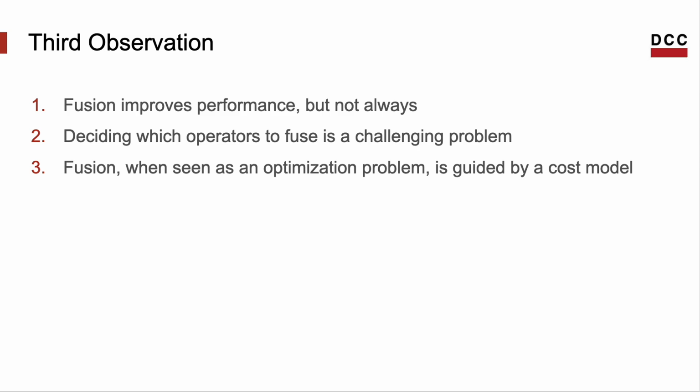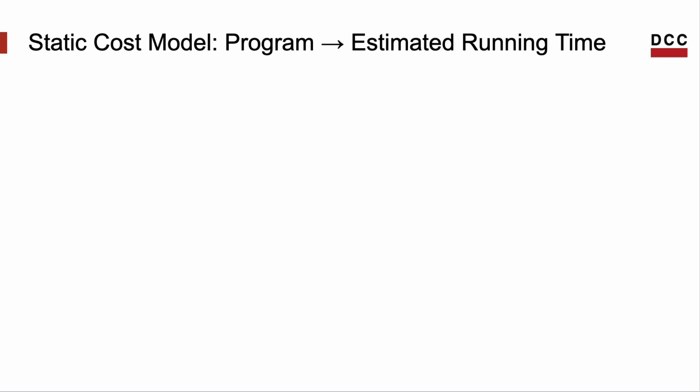And that brings us to our third observation. Fusion, when seen as an optimization problem, is guided by a cost model. A cost model can be something that we obtain via profiling. We profile the network and then we decide if fusion was good or not. But it can be static as well. So we can derive equations that will estimate the cost of running a network. A static cost model is a function that maps a program to an estimation of its running time.